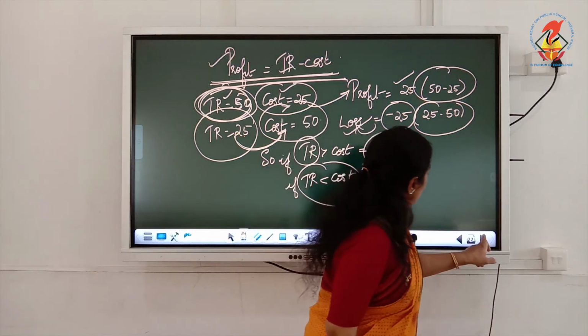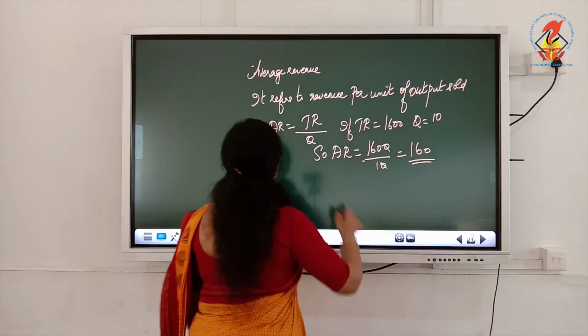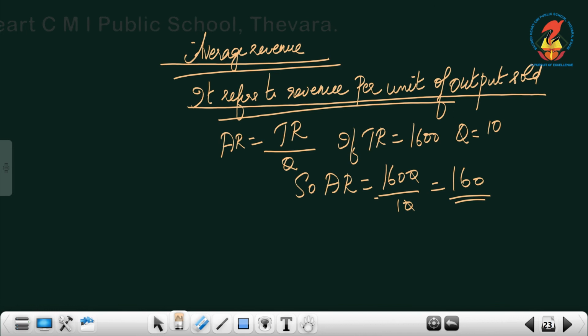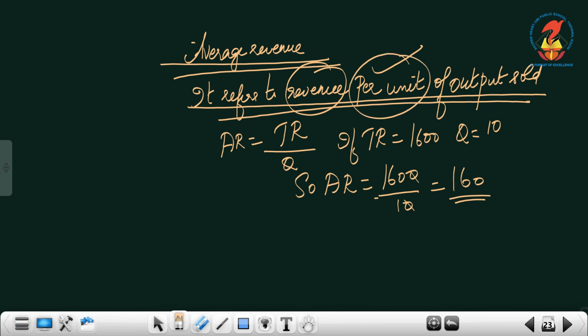Okay. Now we will move on to the next type of revenue, average revenue. Per unit revenue, that is average revenue. So how will you define average revenue? It refers to revenue per unit of output sold. How much revenue you are getting by selling the per unit of output? That is known as average revenue.